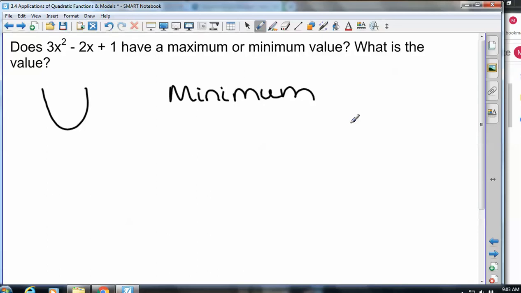What's this point called? The vertex. How do you find the vertex? Opposite of b over 2a. Let's do that. That will give you our x value at the vertex. So opposite of negative 2 would be 2 over 2 times 3. So we get 1/3. But that's not our answer. That's the x value. We need the y, so plug it back in.